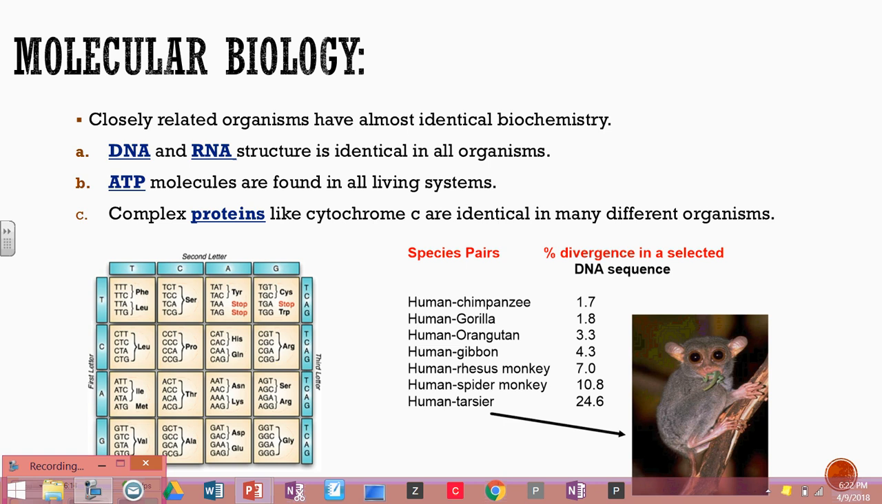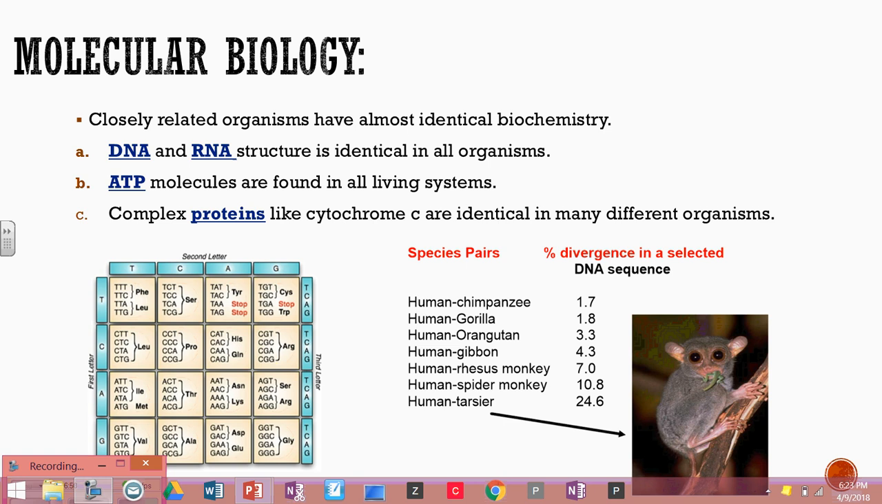So look at the diagram and the species pairing and percent divergence of a DNA sequence. So if you look at a human compared to a chimpanzee, there's only 1.7% divergence or difference in DNA sequences between a human and a chimpanzee. If you go all the way to the other end of the scale, a human and a tarsier, this little guy on the tree there, there's almost 25% difference in DNA sequences. Human and a spider monkey, 10.8%.